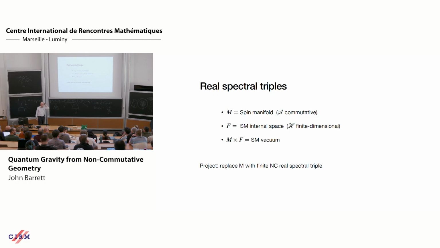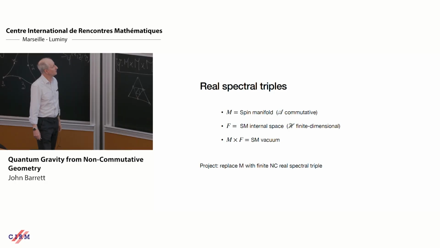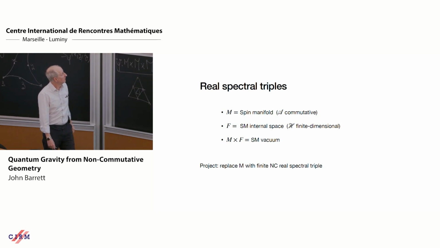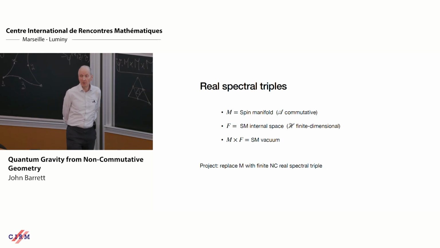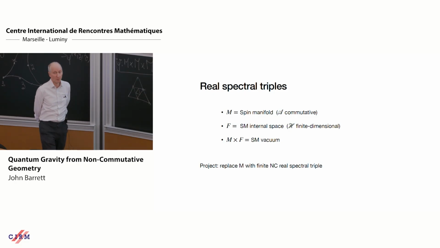And then the idea of Connes was to take the product of the space-time manifold, which I always think of as horizontal, and the internal space, vertical, and that's the standard model vacuum. There's space-time geometry and some geometry for the internal space. And that describes the standard model. So this spectral triple M cross F is called an almost commutative spectral triple because it's commutative in the manifold direction and non-commutative in the internal space direction.